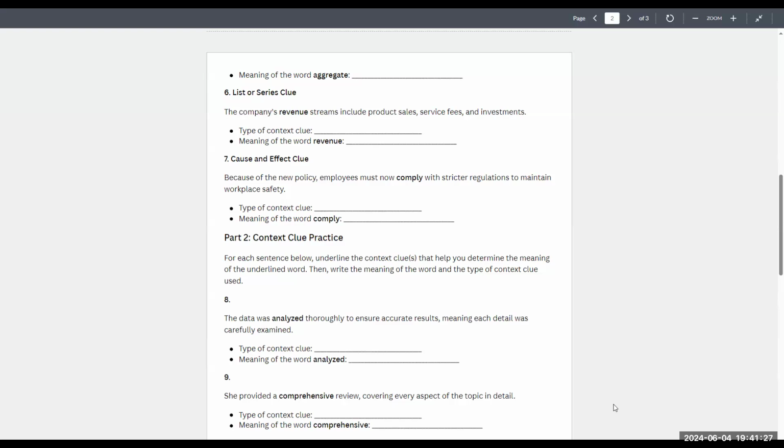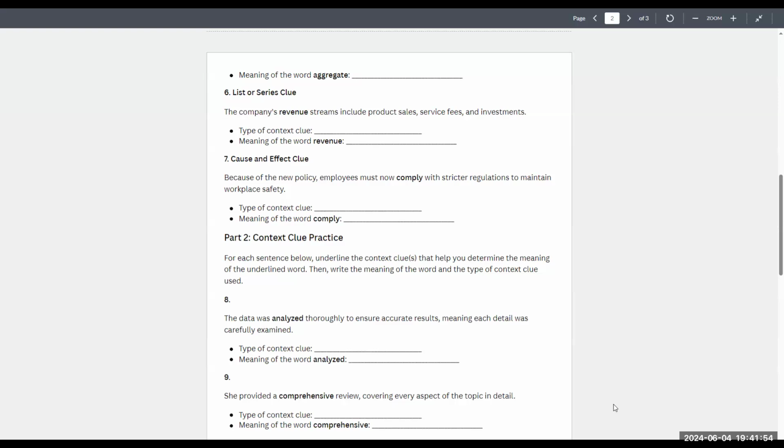Cool? What is it? Inventory. Not the inventory. So the inventory are the products that you have. The product sale is what you already sold. Okay? So the money that comes in, the service fees that people are paying for your services, and the investment, what people are investing into your company. Okay, so we see that as a list.